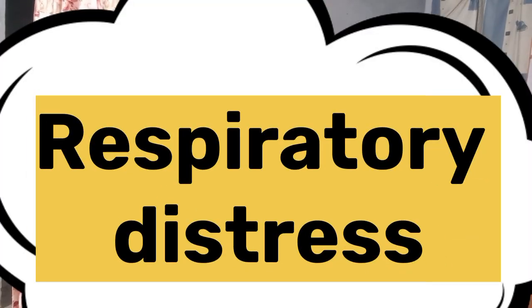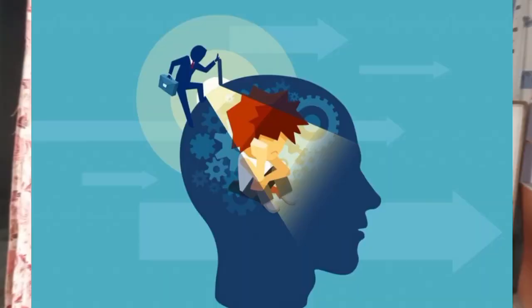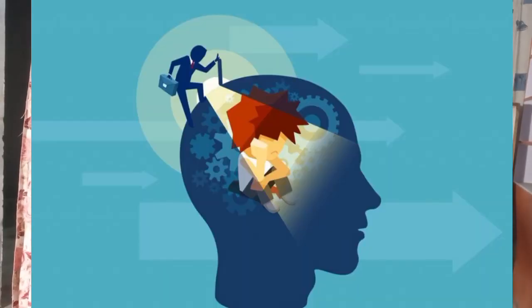Now come to the fourth one, respiratory distress. This means the lungs are not working properly and the body is not getting enough oxygen due to trauma, severe infections, or other serious diseases. The patient may need oxygen therapy or ventilator.